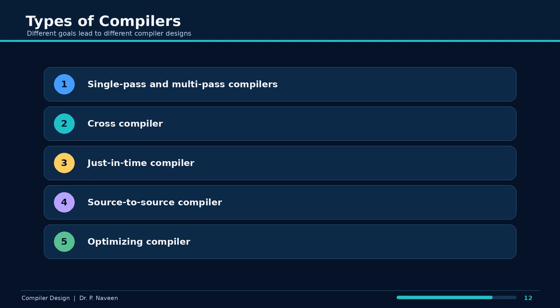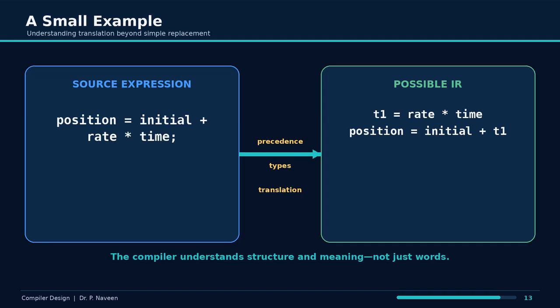Next, slide number 12, types of compilers. There are different types of compilers. Let us see a few important types: single pass, multi-pass, and cross compilers. Single pass compilers process the program mainly one time. Multi-pass compilers process the program in more than one stage. Cross compilers run on one machine but produce code for another machine. These types are commonly used in embedded systems.